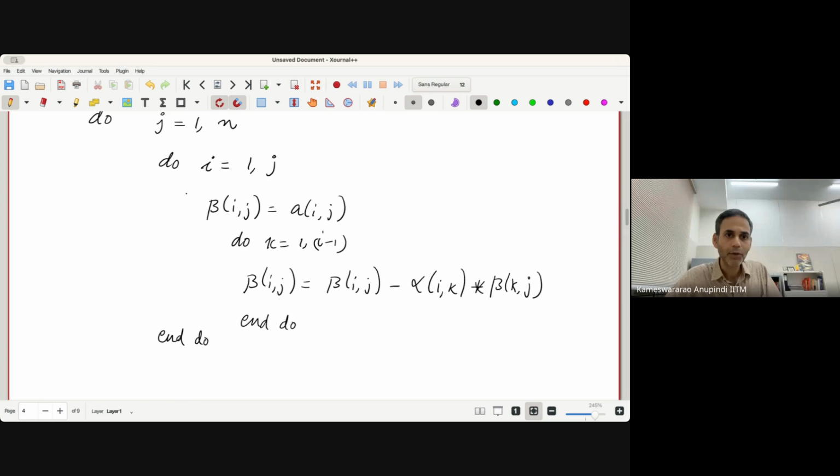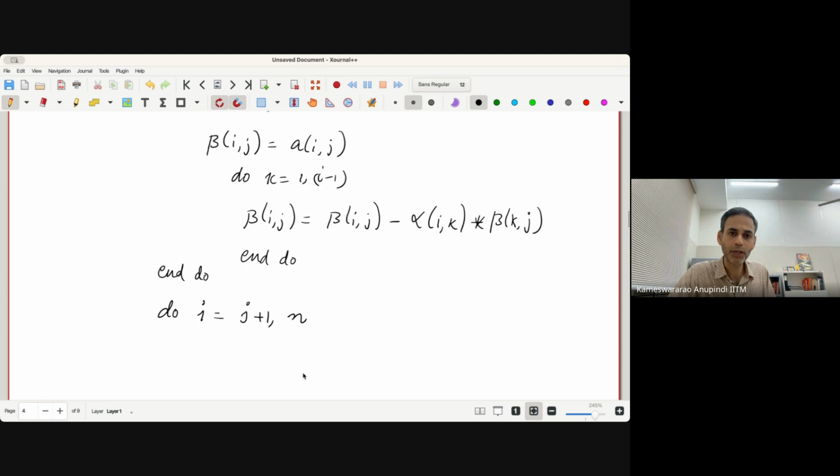Okay, then once I'm done with the first column, well, I'm not yet done. I'm done with the first column for calculating betas. But as we have written the algorithm, we realize that we have to do calculations for all other alphas that come up in the same column. That means now I have to complete this i indexing. I went from 1 to j, then I also do i goes from j plus 1 to n, right? I have to go to the remaining things.